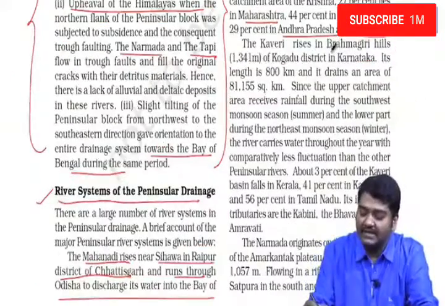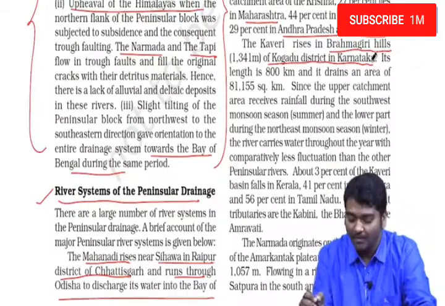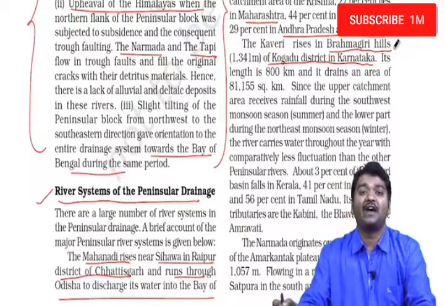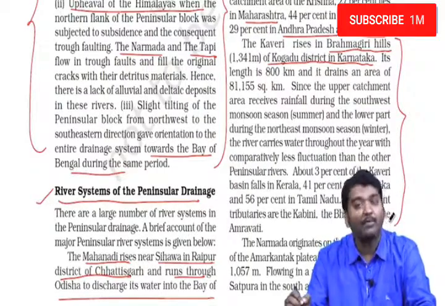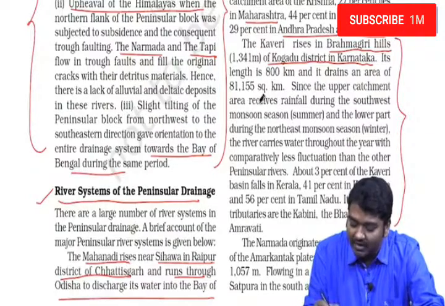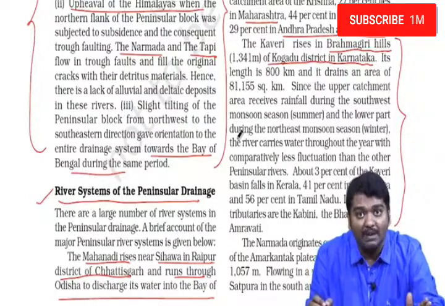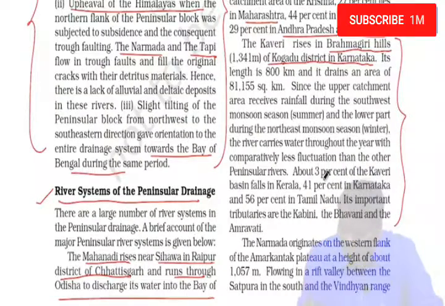The Kaveri rises in the Brahmagiri hills of Kodagu district in Karnataka. Very, very important, whenever the Kaveri issue is in the news, please try to read this particular topic. Here you observe that it gets rainfall both in the summer and the winter, so it is almost perennial. About 3% of the Kaveri basin falls in Kerala, 41% in Karnataka and 56% in Tamil Nadu.